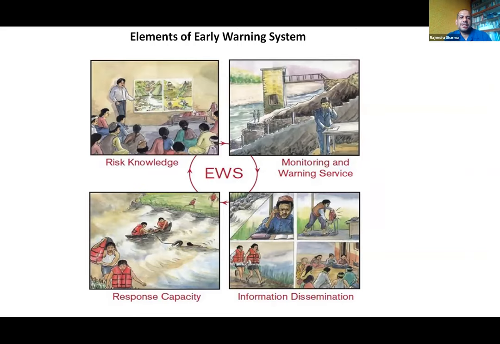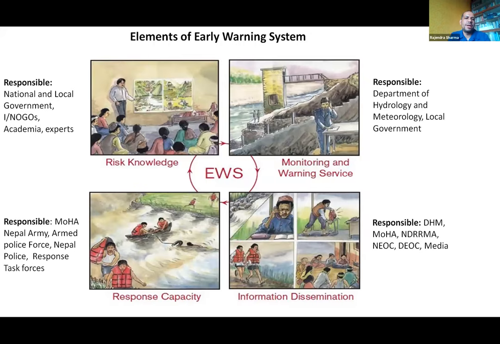In all these four elements, the responsible institutions and people may be different. For example, for risk knowledge, those responsible may be national and local government, NGOs, INGOs, academia, experts, etc. Similarly, for monitoring and warning services, the responsible institutions may be the Department of Hydrology and Meteorology and local government. In the case of Nepal, these two institutions are responsible for monitoring and warning service. Mainly, the Department of Hydrology and Meteorology is responsible, and for small-scale rivers at the community level, local government is also responsible.